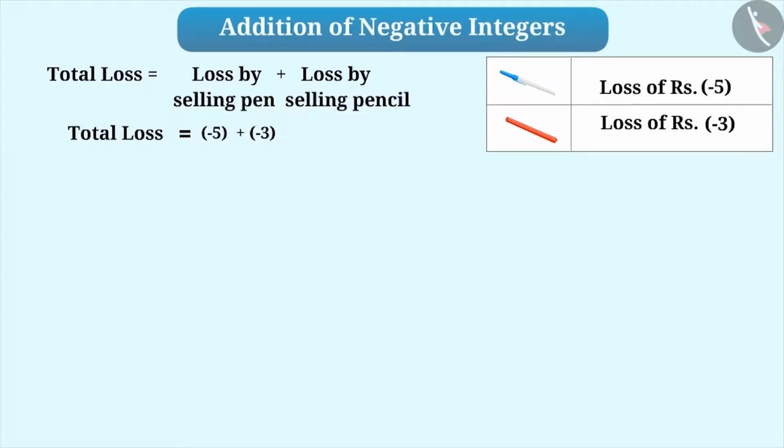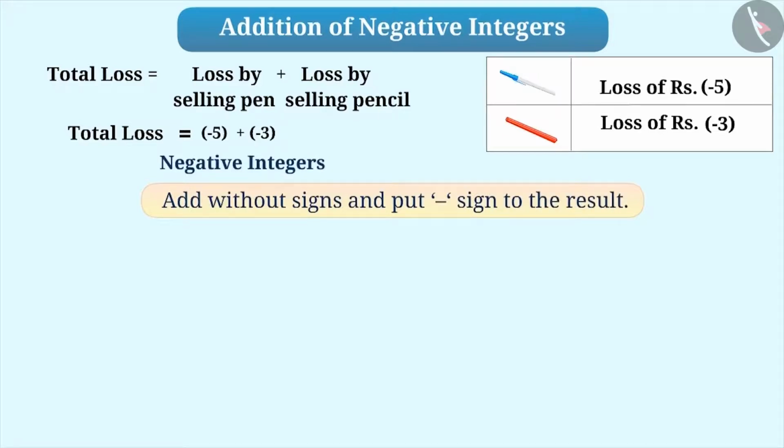For addition of any two negative integers, we add them without signs and then prefix the result with a negative sign. Using this method, addition of minus 5 and minus 3 without signs will result in 8. Then we get the total loss, that is, the value of minus 5 plus minus 3 by prefixing a minus sign to it, that is minus 8. Here, minus sign represents loss and the number represents the value of loss. Therefore, we can say that the shopkeeper faces a total loss of rupees 8.